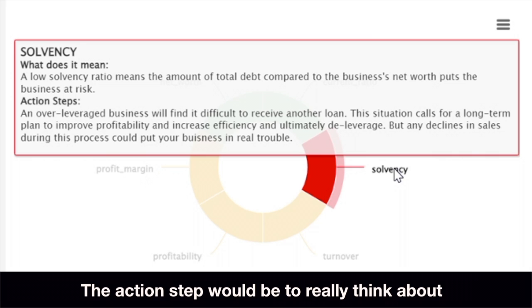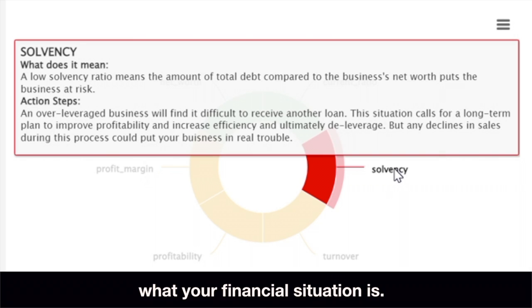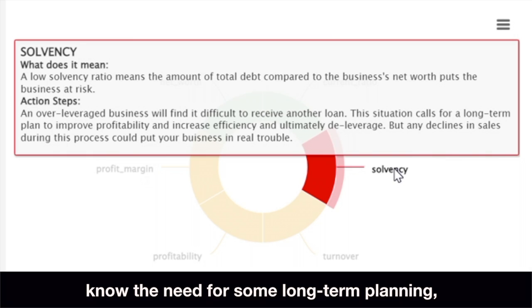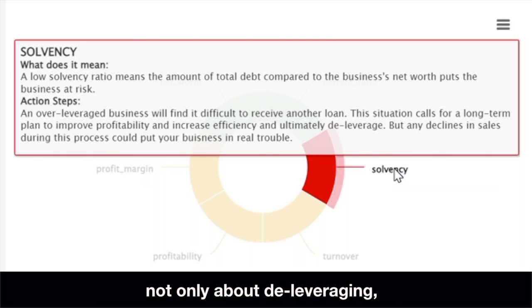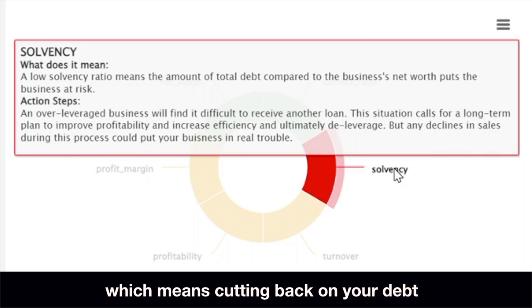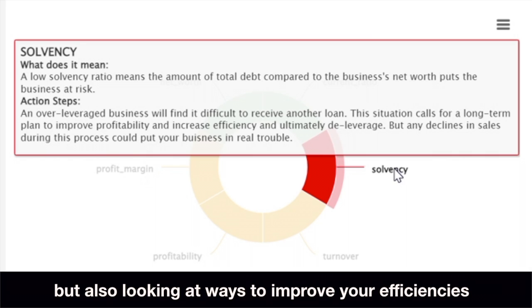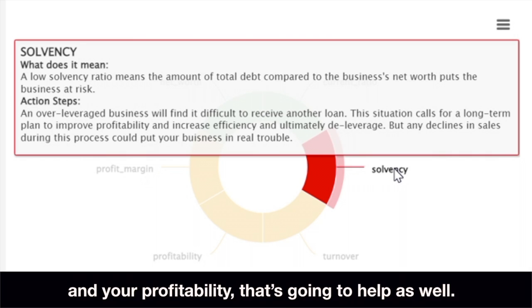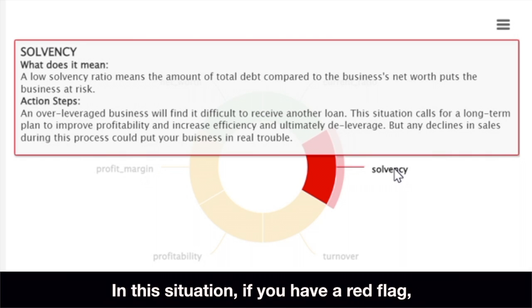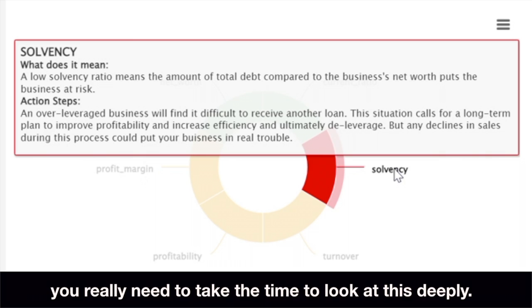The action step would be to really think about what your financial situation is. And here we're calling for the need for some long-term planning, not only about deleveraging, which means cutting back on your debt, but also looking at ways to improve your efficiencies and your profitability, and that's going to help as well. In this situation, if you have a red flag, it is a strong indicator. So we're trying to give guidance that says you really need to take the time to look at this deeply.